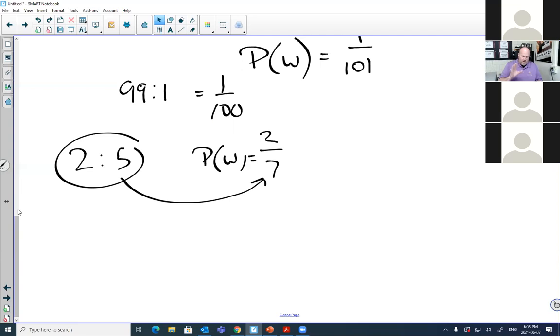It's one of the most common problems, right? People mix odds and probability up all the time. Hopefully that clarifies it a bit.